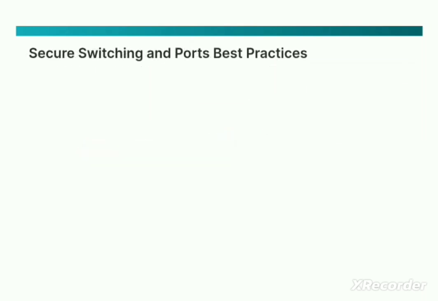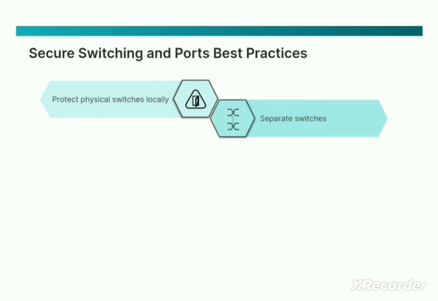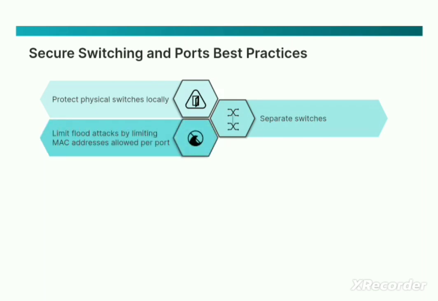Best practices to secure switching and ports are: protect physical switches locally, for example, in a closet or restricted room. Switches are vulnerable LAN elements, and you must place them in a secure location. You must also restrict managing access with authentication, authorization, and a secure protocol, like SSH or HTTPS. Separate switches to enforce better physical segmentation. In particular, you should separate switches between internal and external networks so you can prevent them from being compromised at the same time. To limit a MAC flooding attack, restrict the number of MAC addresses allowed on a specific port.